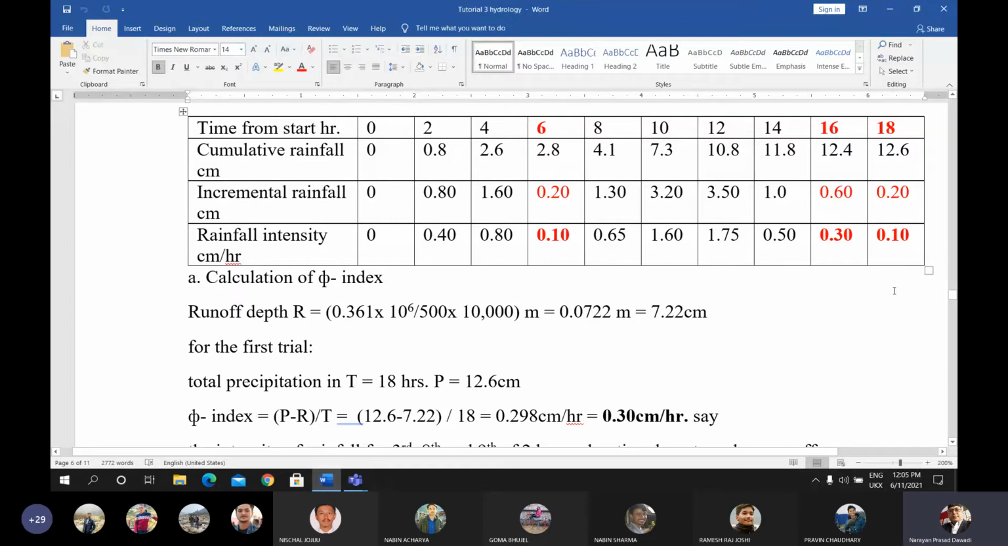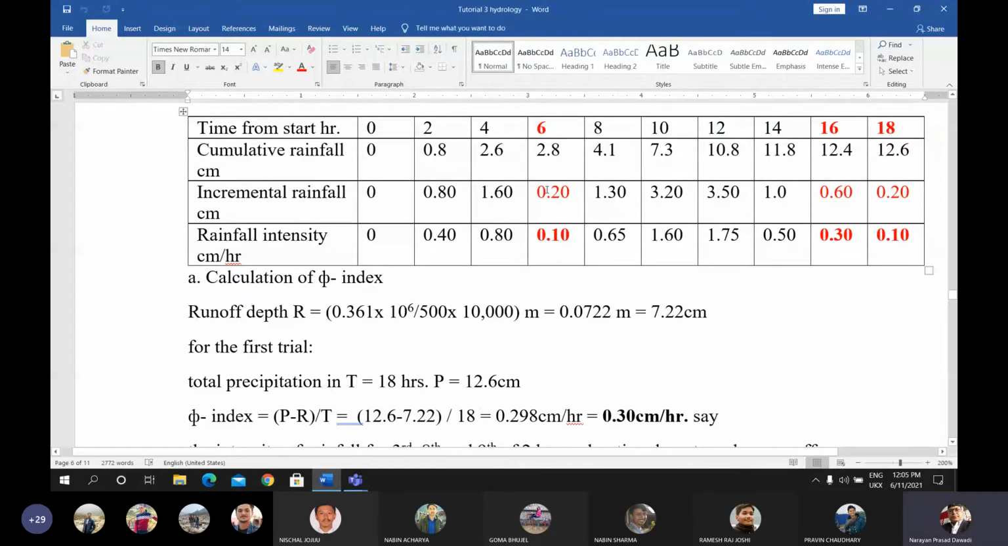And the last, 18th hour, also 0.10, which is less than 0.30, is also not considered. So this 6th hour is not considered, this 16th hour is not considered, and this 18th hour is not considered. The incremental rainfall of 0.20, 0.60 and 0.20 is also not considered.